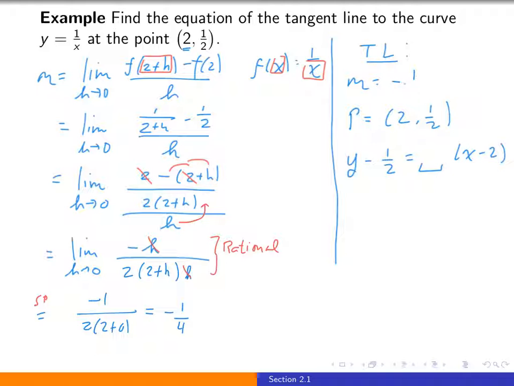So coming back to the right, the slope of our tangent line is minus 1/4, and if we do just a little bit of algebraic simplification, the slope-intercept form is going to become y equals minus 1/4 x plus 1.